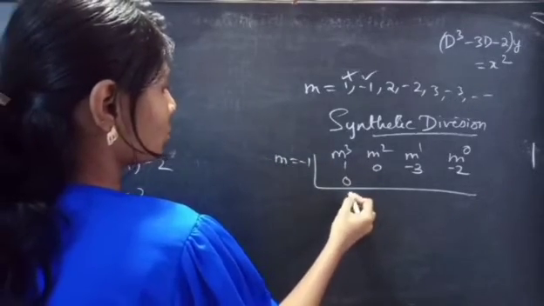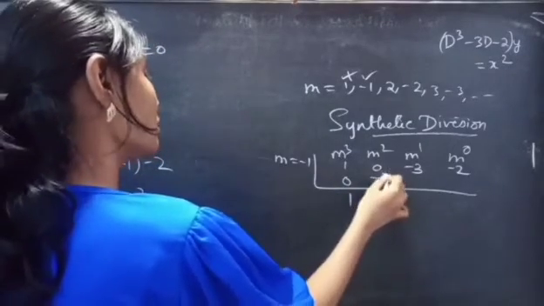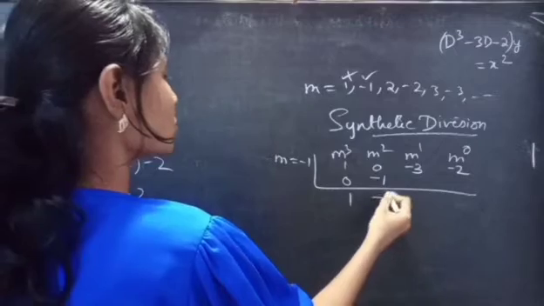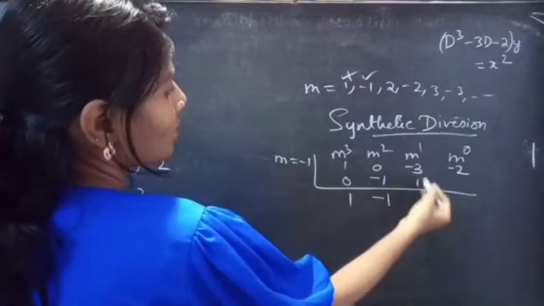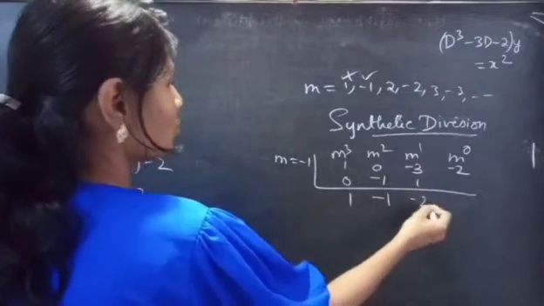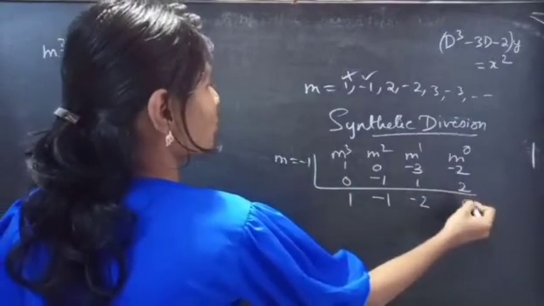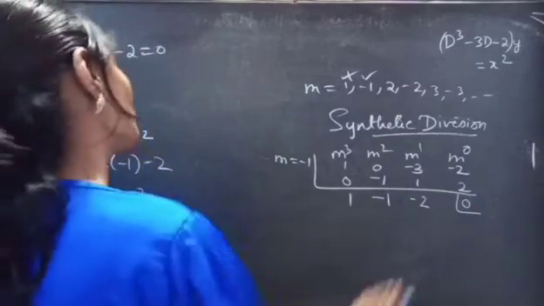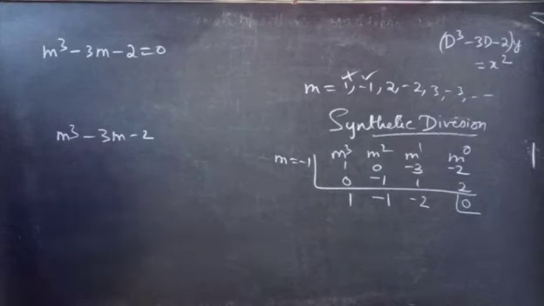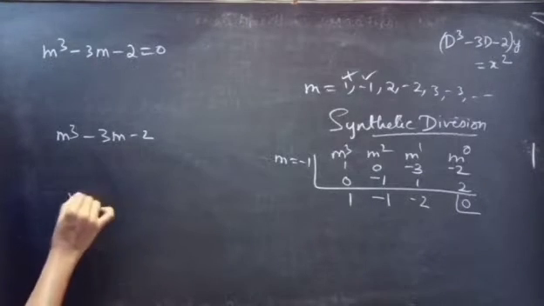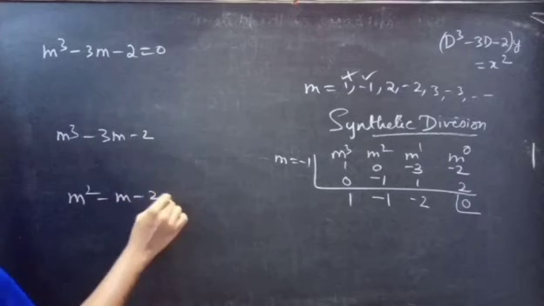1 plus 0, 1. Minus 1 into 1 is minus 1. 0 minus 1 is minus 1. Minus 1 into minus 1 is 1. Minus 3 plus 1 is minus 2. Minus 1 into minus 2 is 2. Minus 2 plus 2 is 0. Again, this gives another polynomial: m square minus m minus 2.